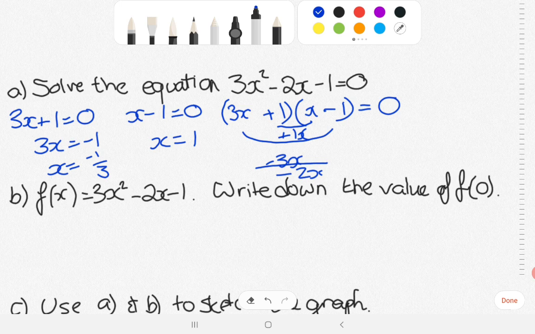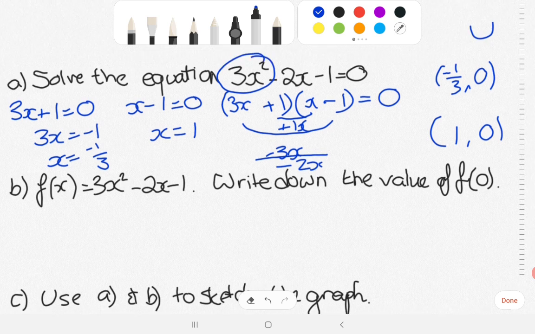Now, what you've maybe not contemplated yet, but when we get to part C this is important, is that if we solve an equation equal to 0, remember that tells us where it crosses the x-axis. It crosses the x-axis when y is 0. So our y-coordinates are 0 here, and our x-coordinates are the two numbers we've got, which are minus a third and 1. So that's a starting point for us. We also know by looking at the equation, it's a positive x squared, so it's going to have a minimum turning point. It's going to be a happy face, but we'll get to that when we do part C.